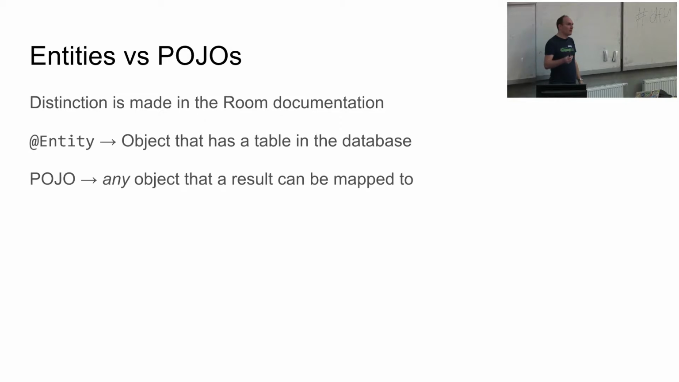While a POJO is something that you map any result set on. So a POJO is not necessarily associated with a table, but associated with a result, with a query result, basically. And we'll see how that works in a second. But it took me a while to actually make that connection because it's not really explicit in the documentation that this distinction exists.